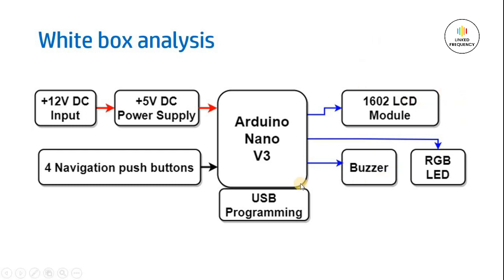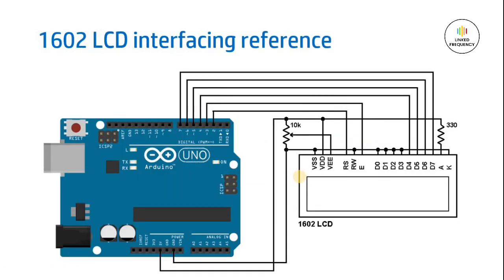The buzzer and RGB LED will be straightforward, as we always did in our previous projects. Now if I go to the reference circuit for the LCD interfacing with Arduino, by the way, this is an Arduino Uno development board. We are going to use an Arduino Nano development board, but the GPIO connections and the circuit diagram remain pretty much the same. That's why I'm referring to this particular circuit from the internet.